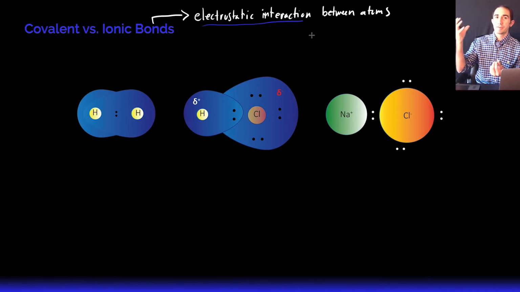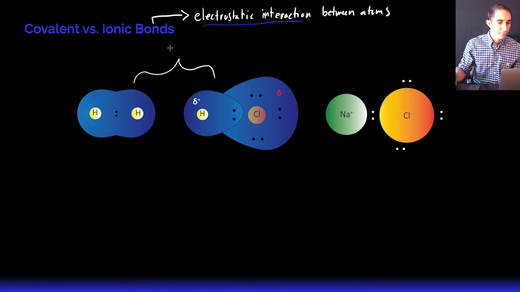But if you introduce a second atom and bring it into close proximity with the first one, all of a sudden the electrons of the second atom are going to be attracted to the nucleus of the first. And that's going to form an electrostatic interaction between the atoms, which we classify as a chemical bond. So down here we see three different examples, and these are going to be broken apart into covalent, and then this one on the right is going to be ionic.